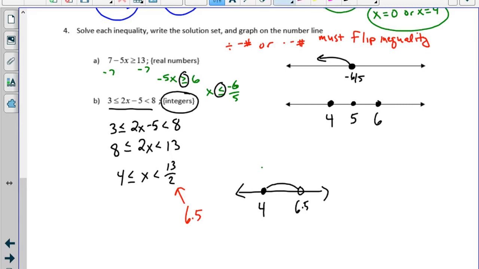Okay, so the solution set in problem 1 was x is less than or equal to negative 6/5. And the solution set in the second one is x is equal to 4, 5, or 6, which we could also write as a set with the curly brackets if we wanted to, {4, 5, 6}.